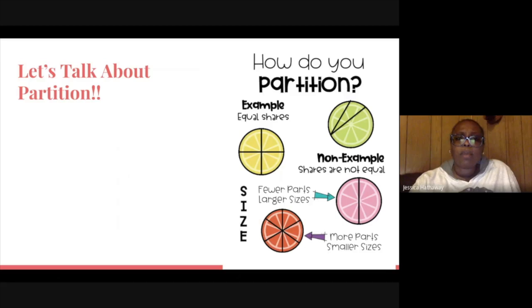So let's talk about partition. So how do you partition? Remember, a partition just means dividing that shape. So here we have an example of equal shares. The yellow lemon is divided equally. But if you look at the lime green lemon, the non-example, the shares are not equal. And we also want to look at the size. Fewer parts, larger size. More parts, smaller size. So make sure you keep that in mind.